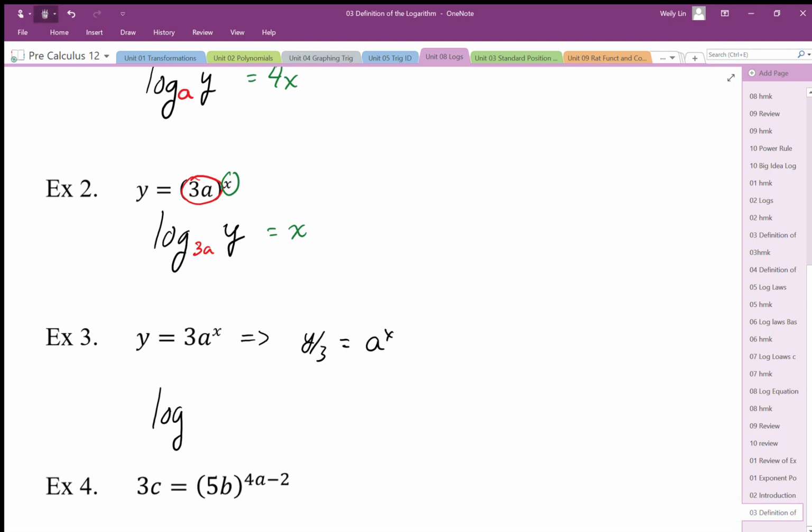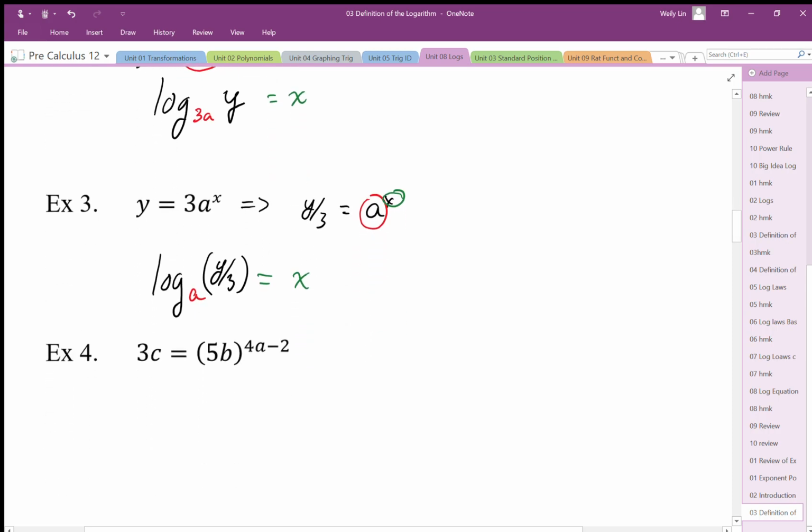Now I can write this in terms of logs. There's my base a. I know it equals my exponent. My exponent is x. And then now my argument or my input is the answer to that exponential expression. An exponential expression can have this extra 3 in front of it. We need to move that 3 to the other side first.